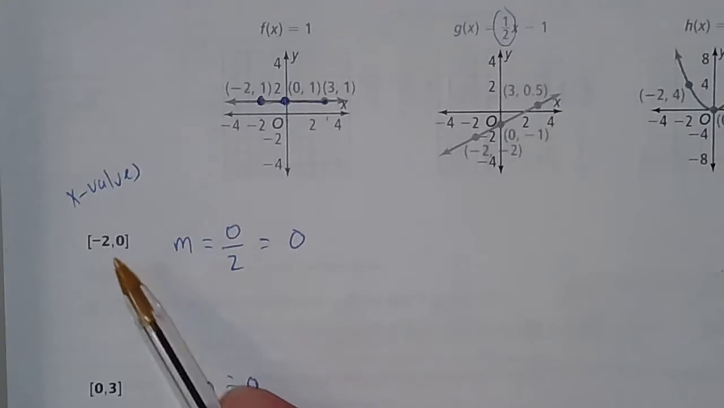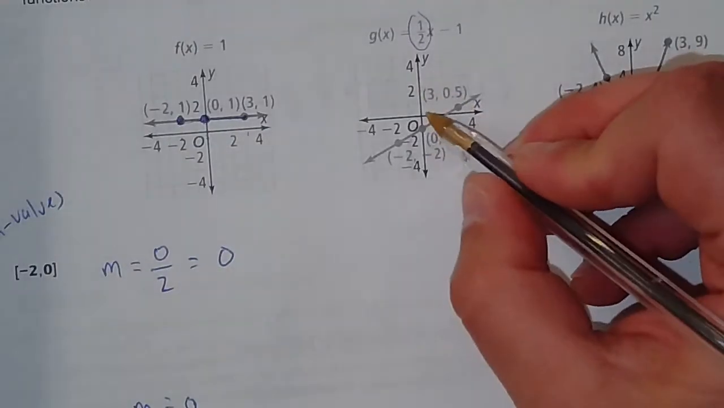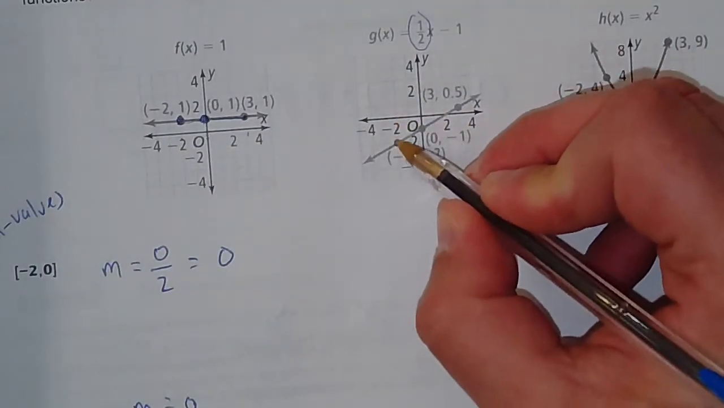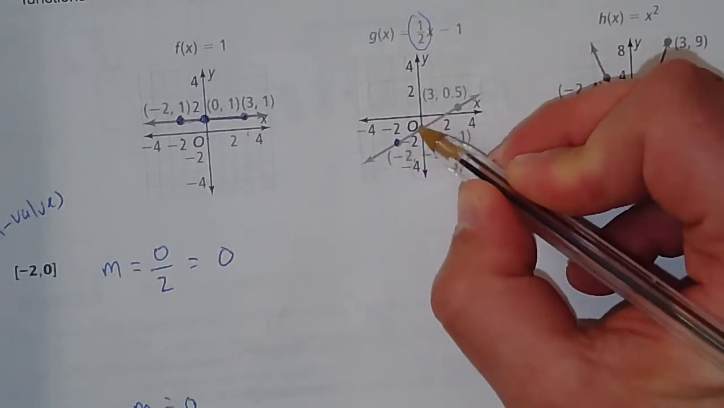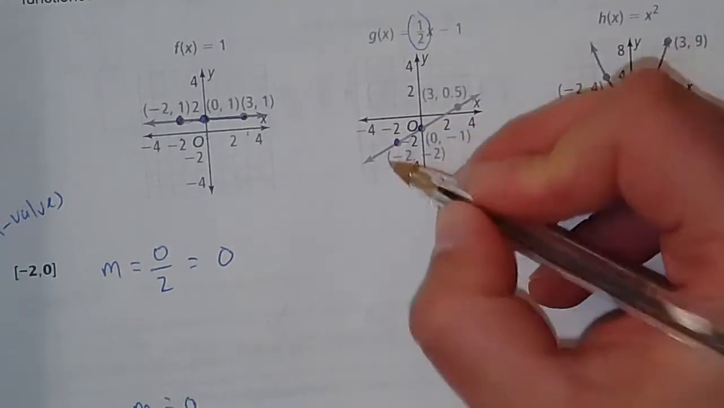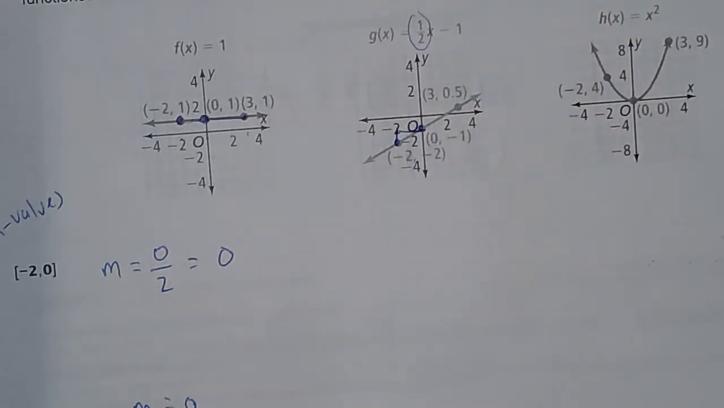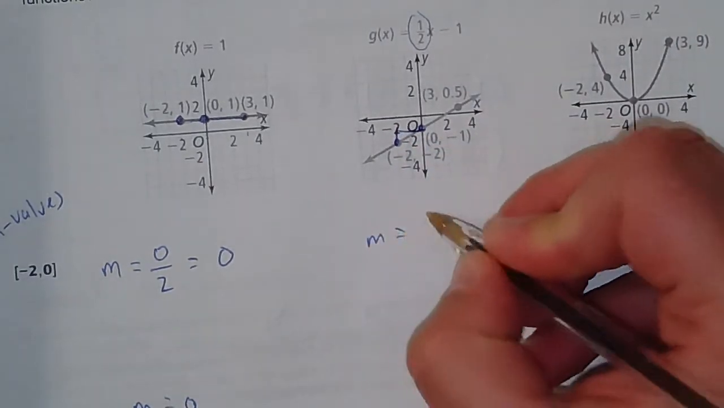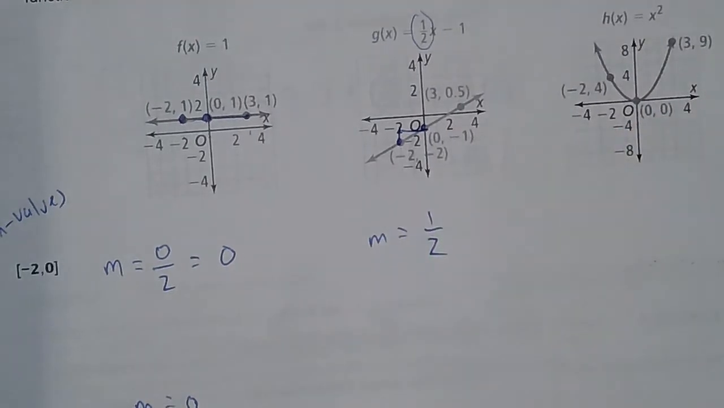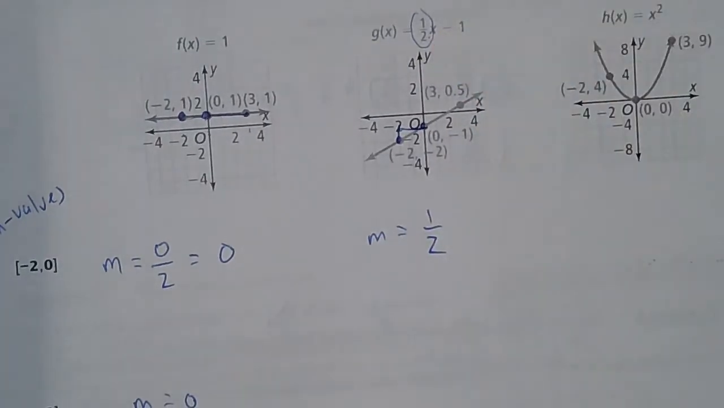So they say on the interval from -2 to 0, what's going on here? So at -2, we're at this point. And at 0, we're at this point. If you count rise over run, it rises 1 unit and it runs 2 units. So it behaves exactly how we'd expect. The slope is a rise of 1, a run of 2. 1/2. Same thing as it says in the equation.